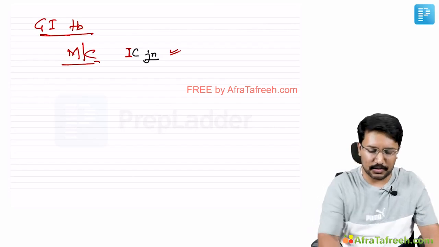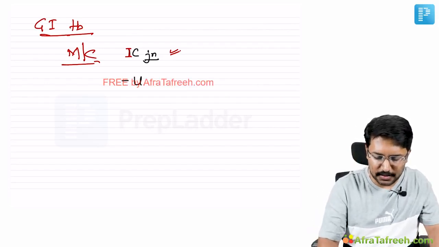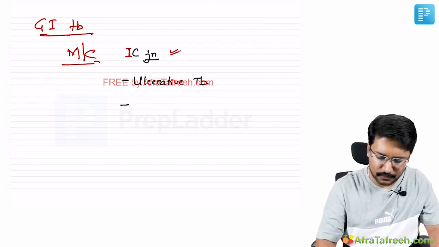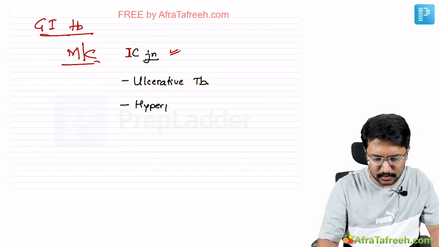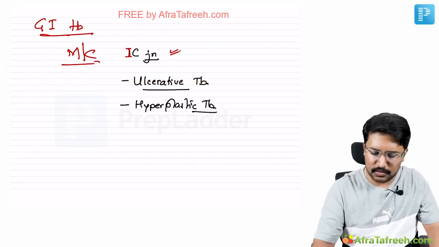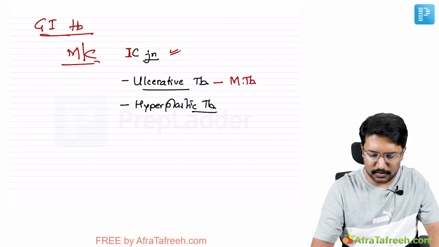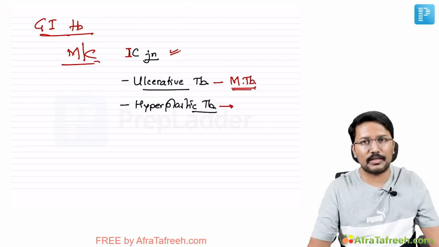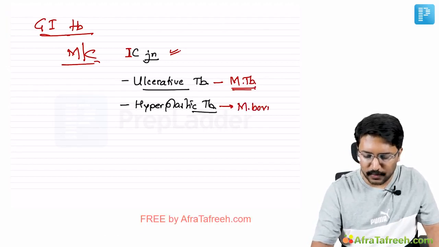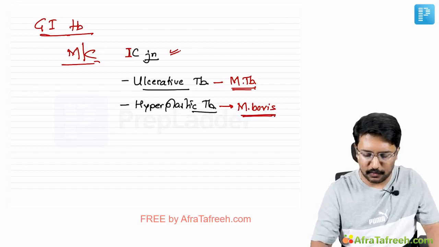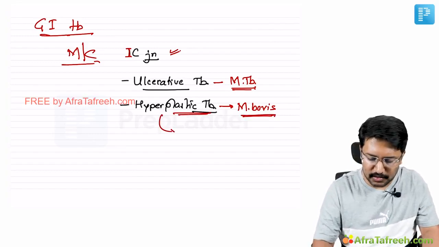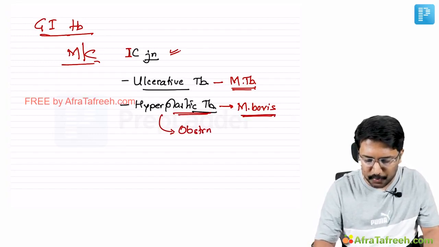There are actually two types of presentation. One is what we call ulcerative ileocecal TB, and the second one is hyperplastic ileocecal tuberculosis. Okay, ulcerative ileocecal tuberculosis is most often caused by MTB infection. So remember we were also discussing M. bovis as a cause of intestinal tuberculosis, right? So M. bovis often presents with the hyperplastic form of tuberculosis, where there is formation of tuberculomas which become obstructive.